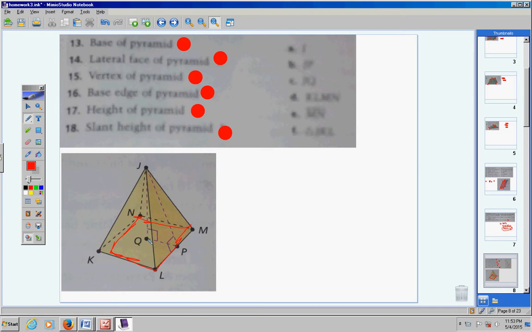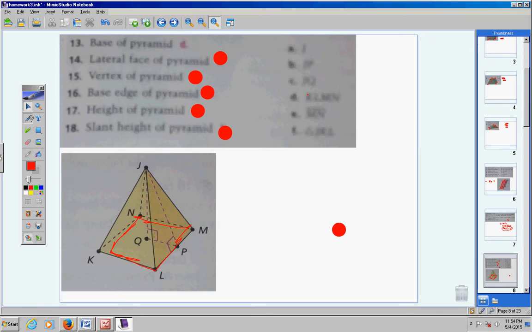So, let me look at my book here. I can't really read these myself over here. It looks like it would be letter D. Letter D is the correct answer because letter D right here is KLMN. So it would be letter D.